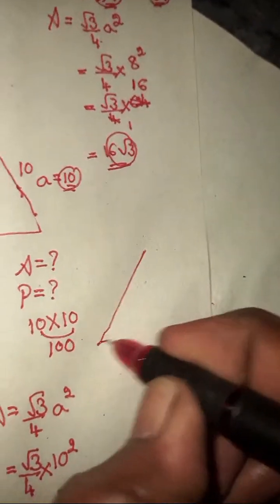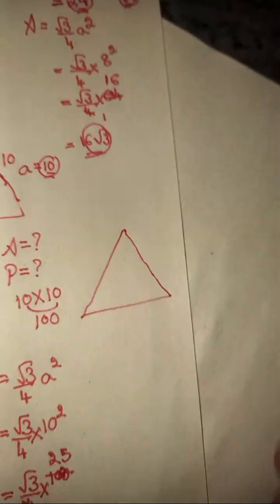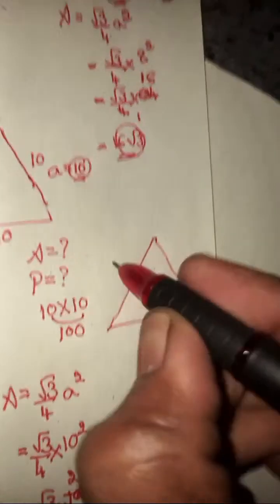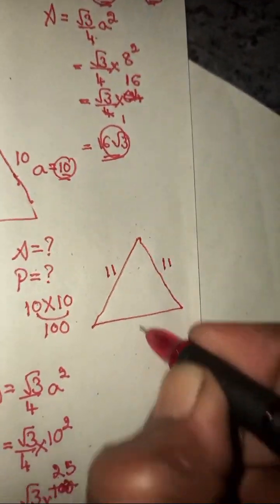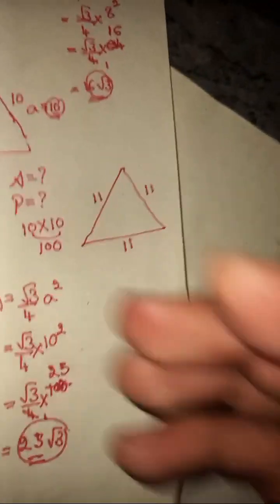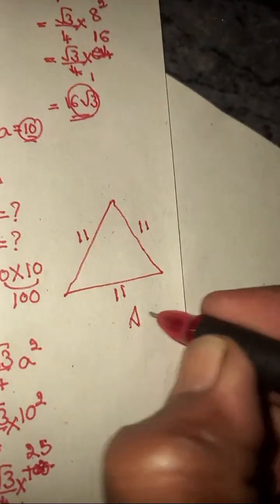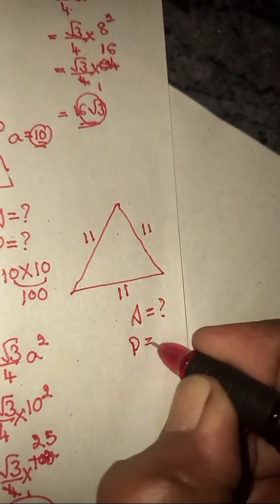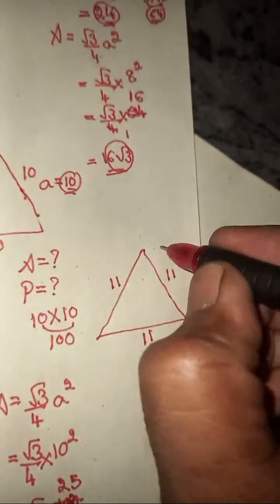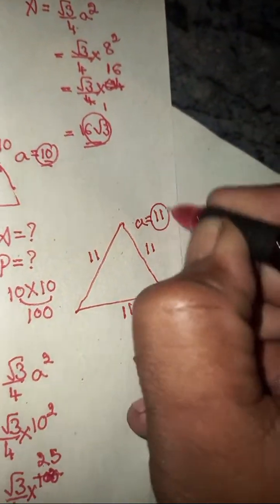Let's take one more triangle. In this triangle you can take it as all sides are 11 units. When all sides are 11 units, what's the area and what's the perimeter? Here the side length they have given us is 11 units.